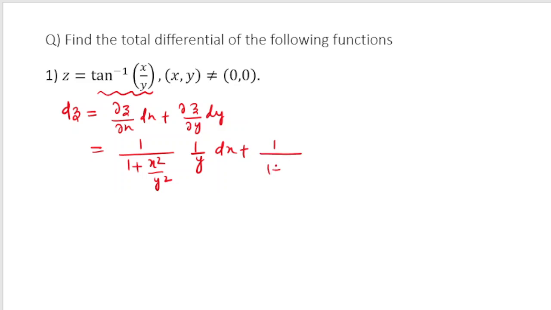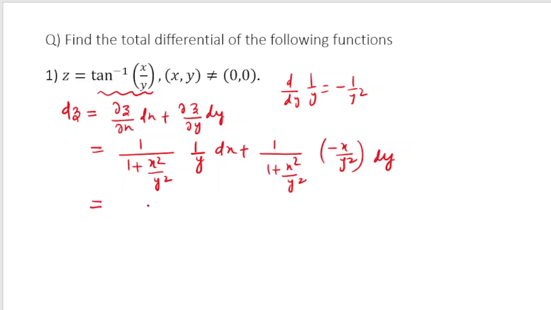and plus with respect to y I will get 1 by 1 plus x square by y square, and derivative will be like x by y with respect to y will give me minus x by y square, because x will be a constant and derivative of 1 by y means, if you remember, d by dy of 1 by y, it is nothing but minus 1 by y square. So the derivative of 1 by y with respect to y will be minus 1 by y square, and then it is dy.